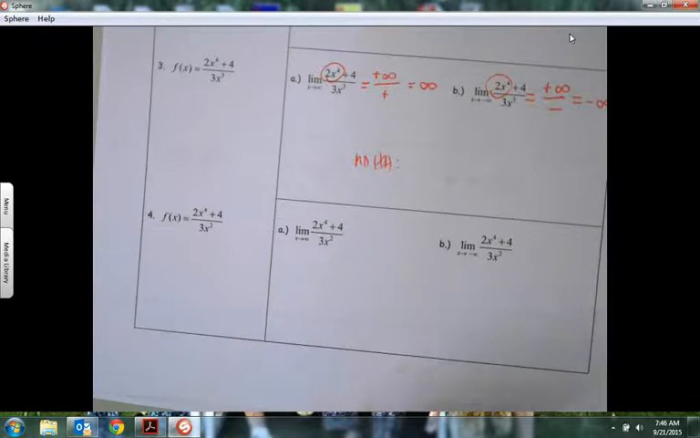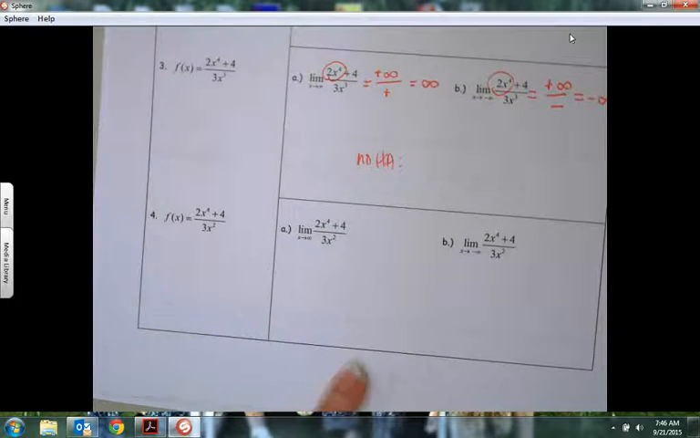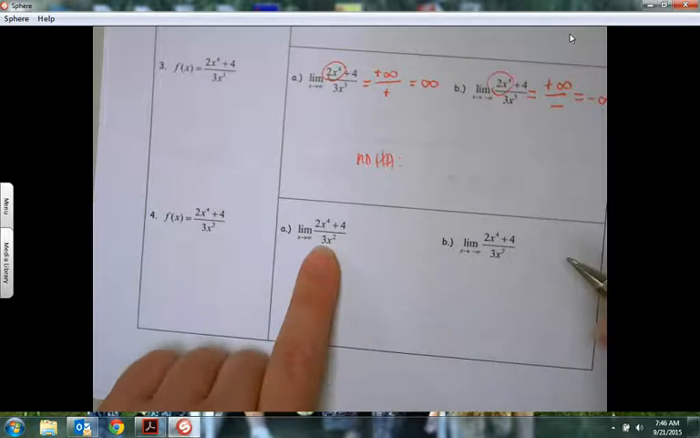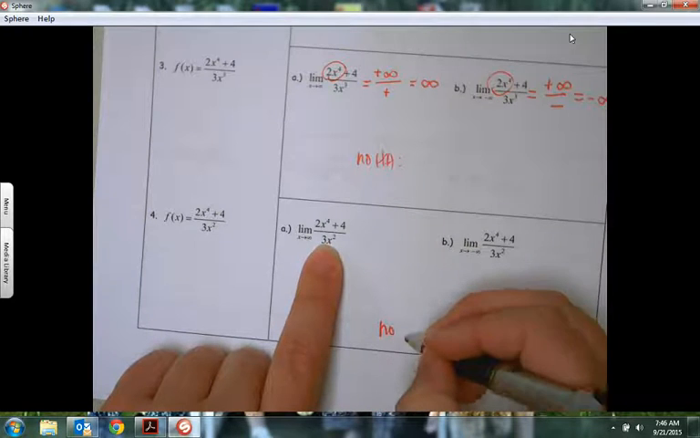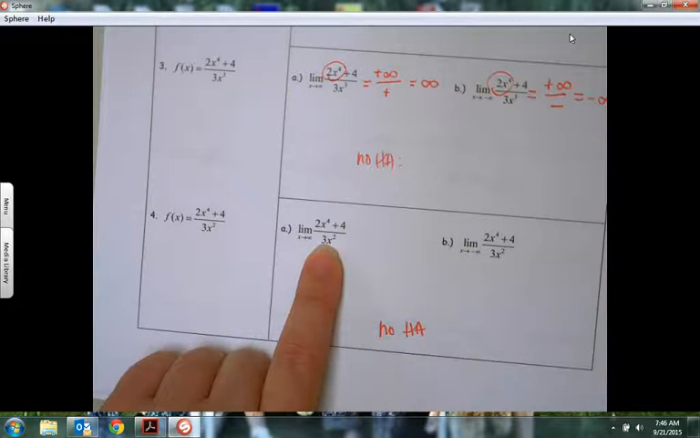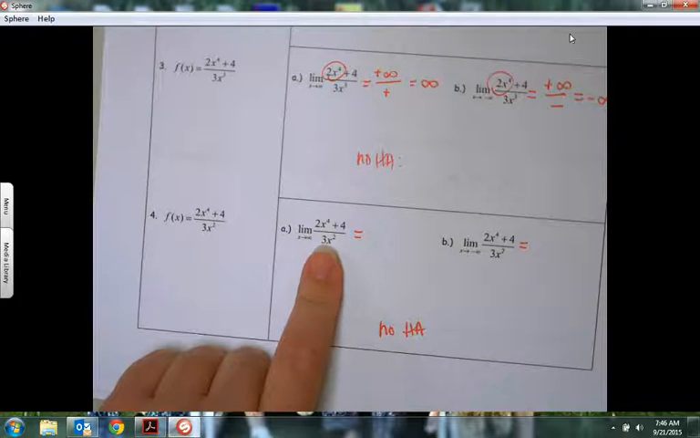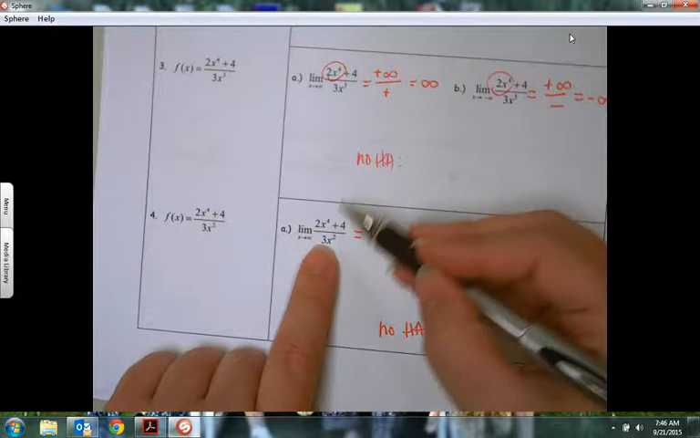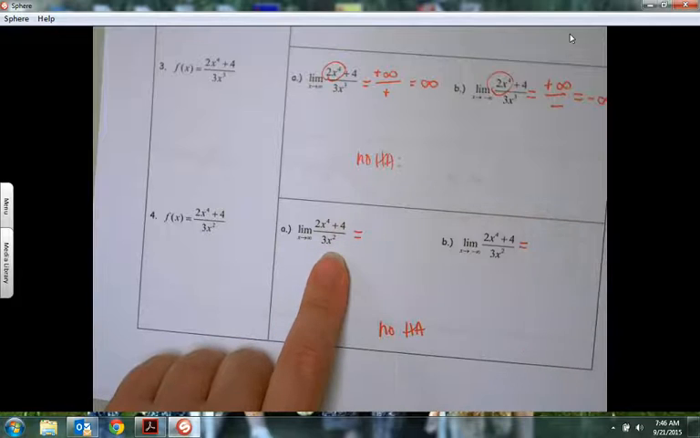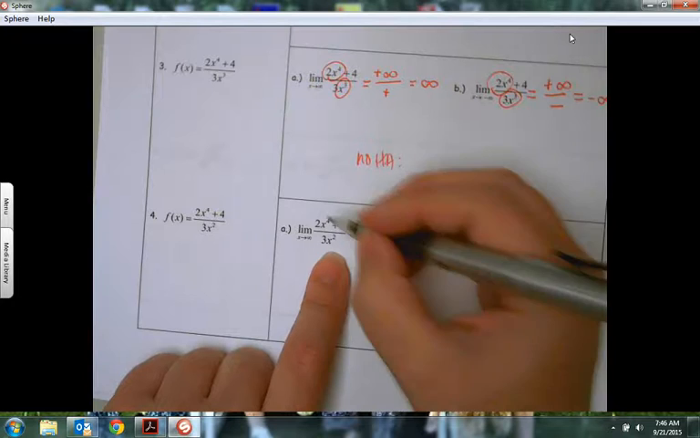Alright, let's look at this one. Now I have it bigger on top, so I know that there's no horizontal asymptote. But let's go ahead and see what these would equal for the limits. Now I have a 4 and a 2. This one was a 4 and a 3. This one is a 4 and a 2.